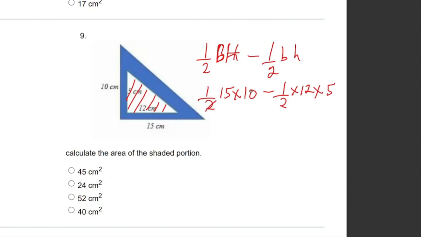So 2 can go here 1, 2 can go here 5. So that is 15 times 5, 75. This is 75. Alright, so this is 75 minus 2 here 1, 2 here 6. So 6 times 5, that is 30. When you subtract it, you get what? 45 centimeters squared. So that is this option here.